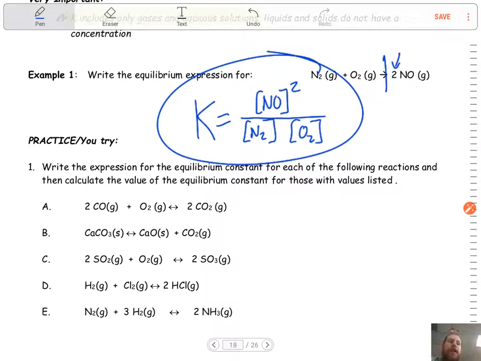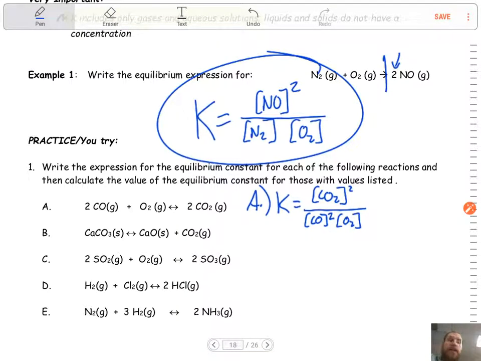So I want you to try this on your own. If you feel good, pause it. Otherwise, I'm going to go through and write these as well. So A, products over reactants. So K equals, how many products? I've got 1 product, so it's CO2 in brackets. It's got a coefficient of 2, so I need a superscript of 2. On the bottom, notice I've got 2 reactants, so they're each going to get their own bracket. Do either of them have any superscripts? Well, CO has a 2, so I need to put that up there. O2 doesn't have anything, so I'm just going to leave it as is.